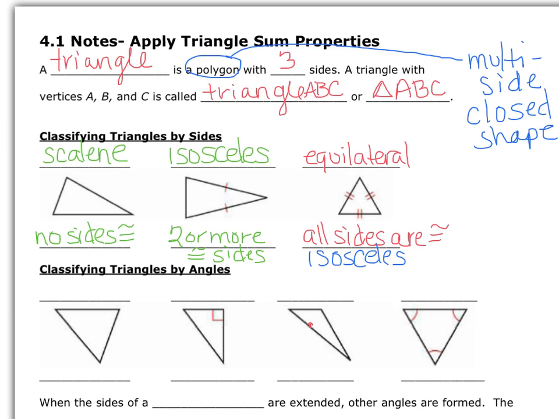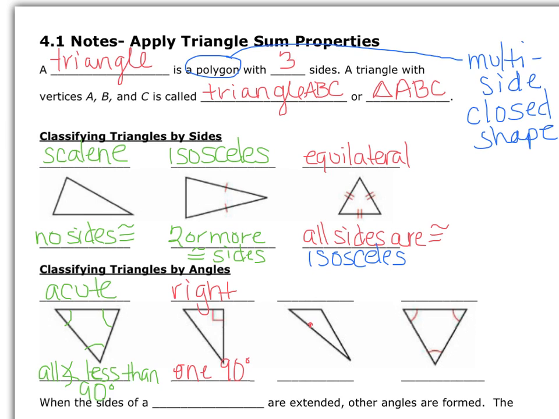The next way we classify triangles is by their angles. So we can see here all of these angles inside this triangle. If we were to measure them, they would all come up to less than 90 degrees. So this is called an acute triangle. So all the angles are less than 90. Then we have here in this triangle, one angle that's exactly a right angle. So this is called a right triangle, and it has one 90-degree angle.